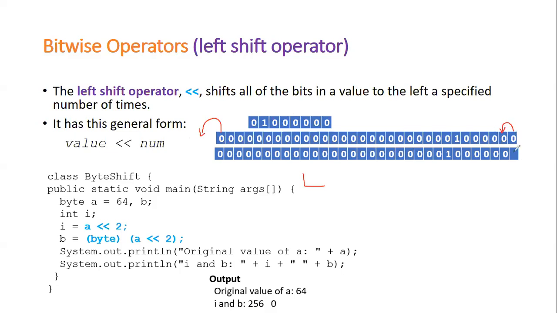Since I've shifted here, this cell is vacant. What should we do? We need to fill this cell with the previous value. What's the previous value? Since the previous value 0 is there, I'm going to fill it with 0.